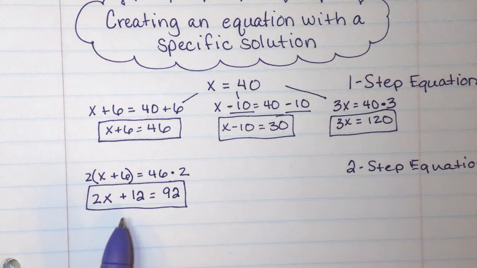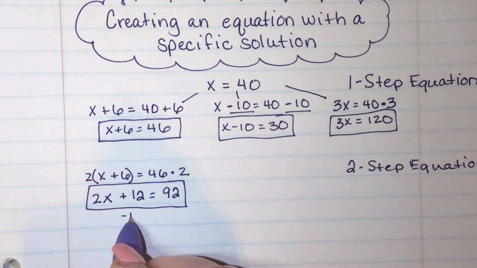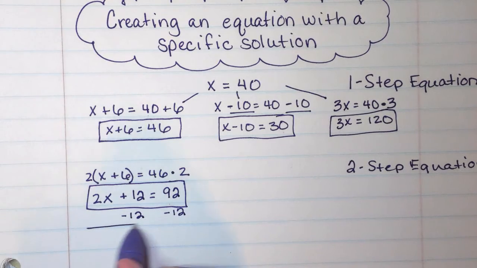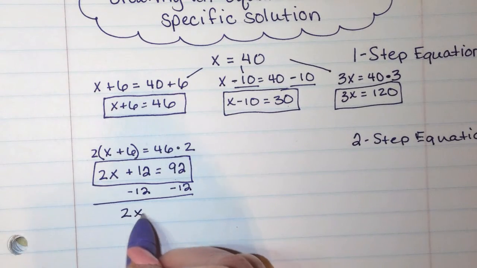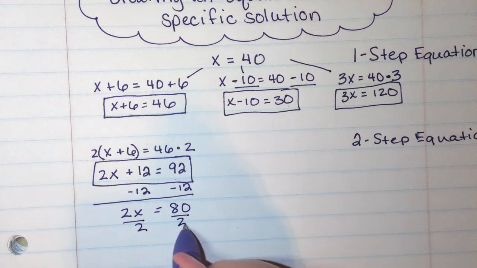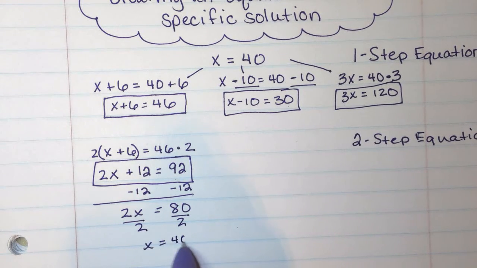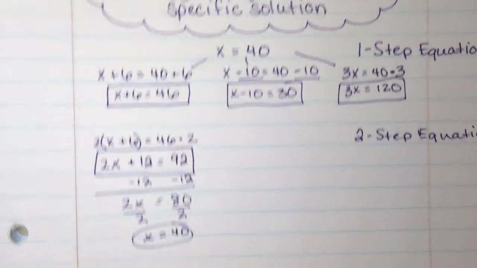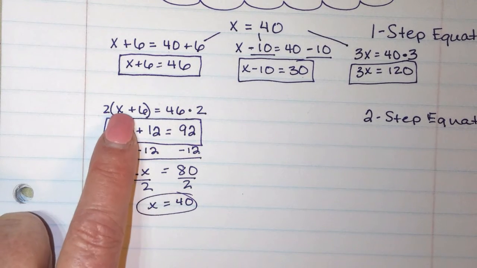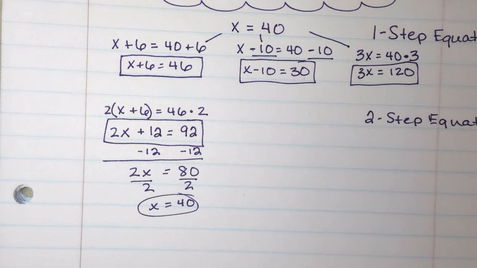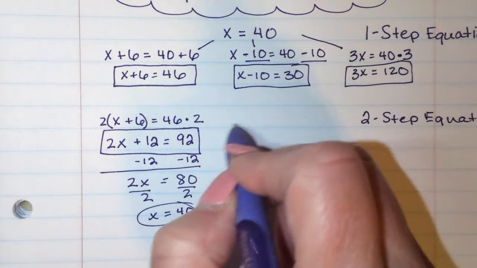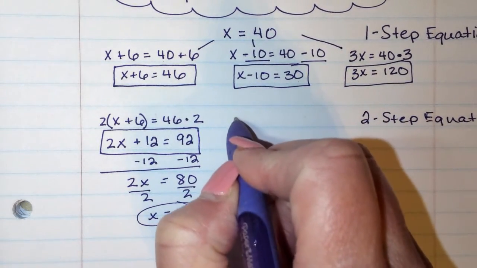And of course, if I were to solve that, I would subtract 12 from both sides. I would end up with 2x equals 80. Then I would divide by 2, and I would get x equals 40. So, all I did was multiply both sides by 2, but I had to use the distributive property to get that answer. Now, in this case, I could do it the same way. I could multiply both sides by 2.